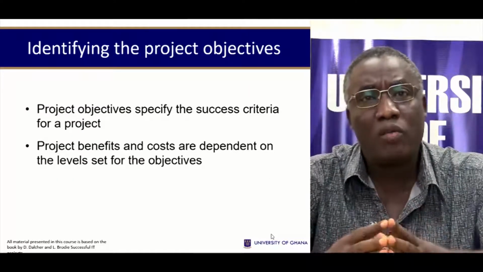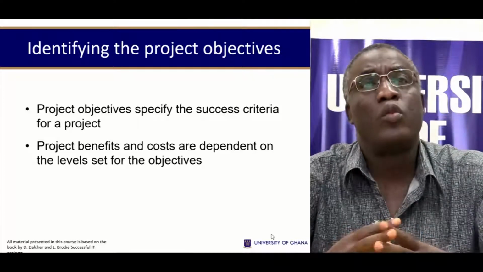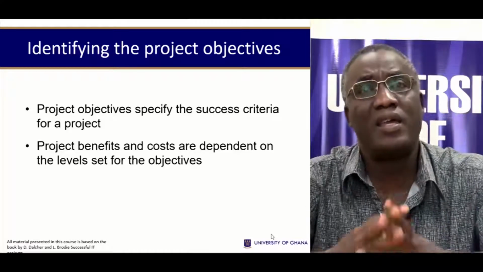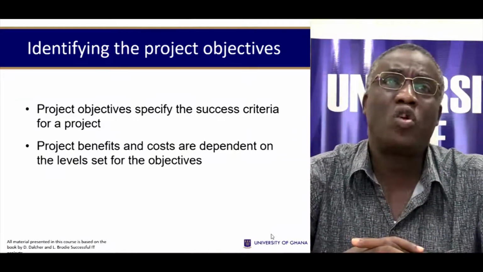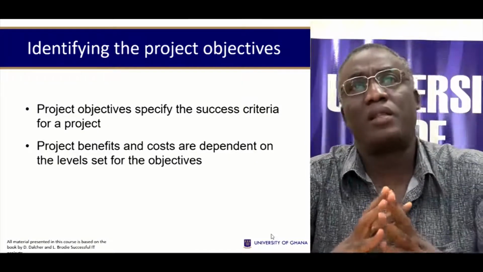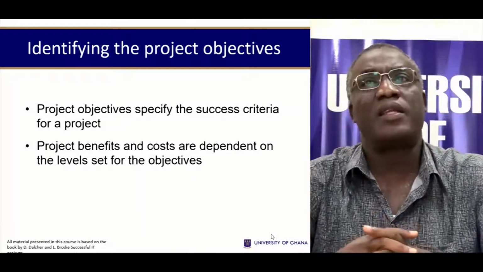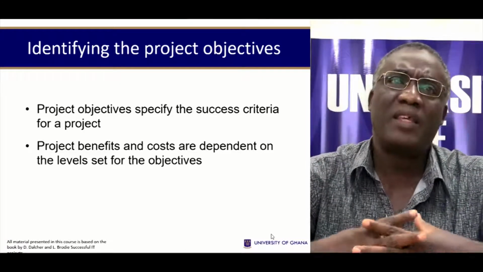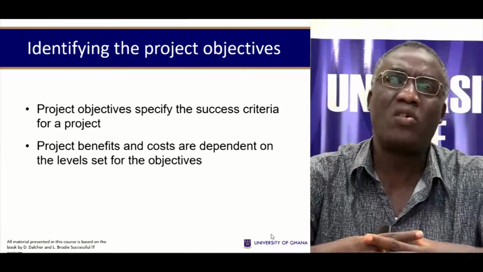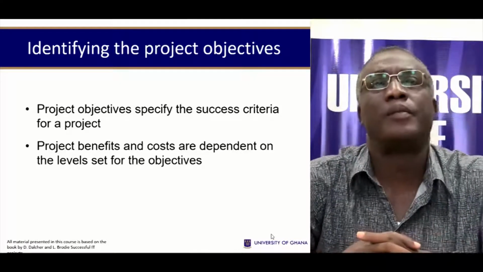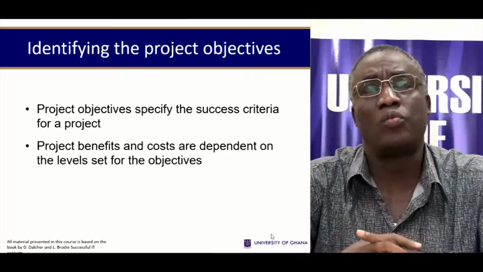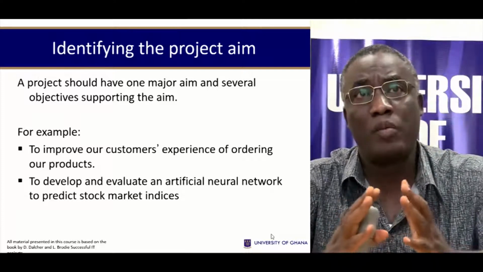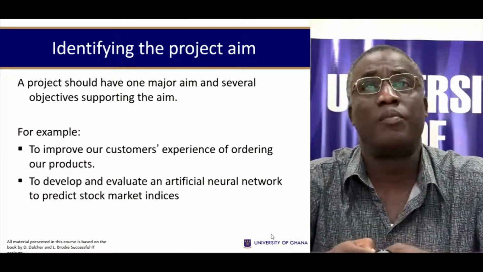Right now, you are already in a position to begin to think about your own final year project and the aim, what you want to do. What about your objectives? In a nutshell, the objectives will specify the success criteria for a project. So basically, the things you need to do in order to achieve your aim. And don't confuse the two. A project should have one major aim, right?